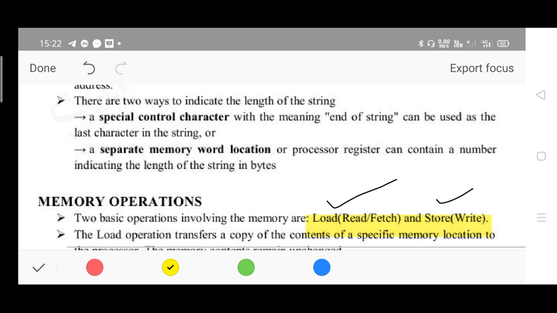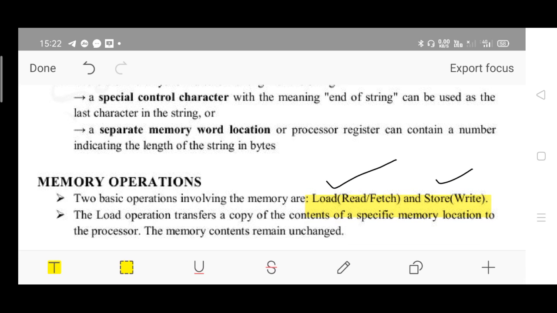Very important topic. The load operation transfers a copy of the content of a specific memory location to the processor. It copies the data. Memory contents remain unchanged.